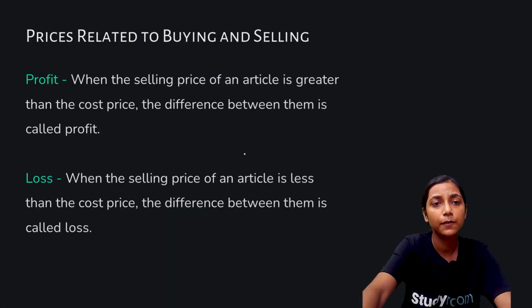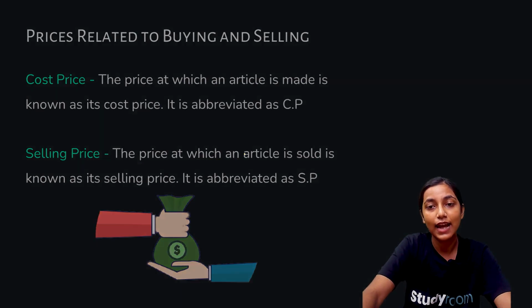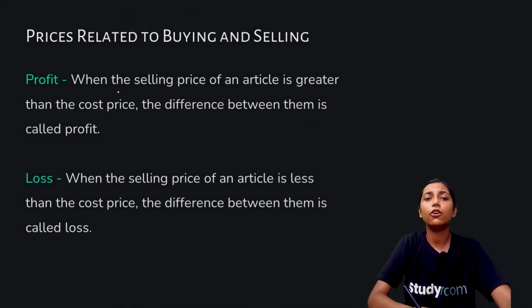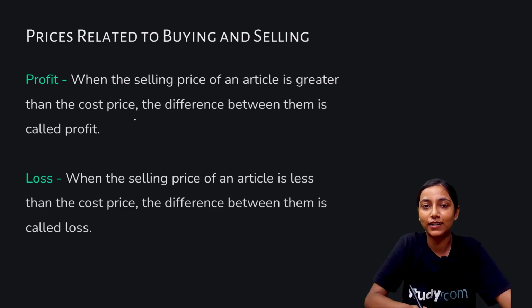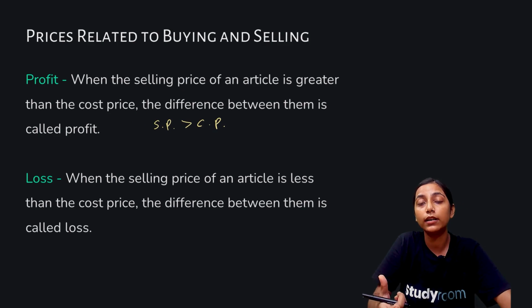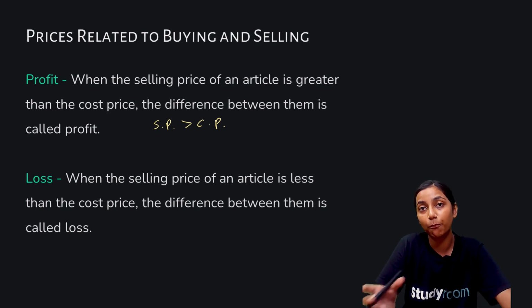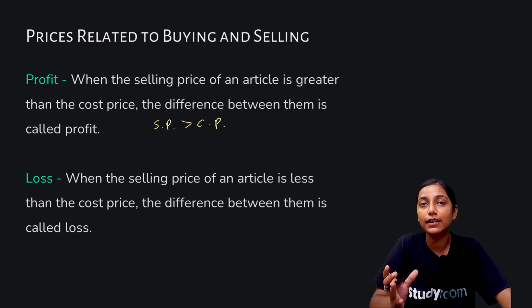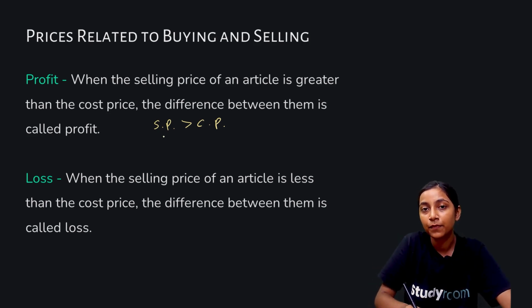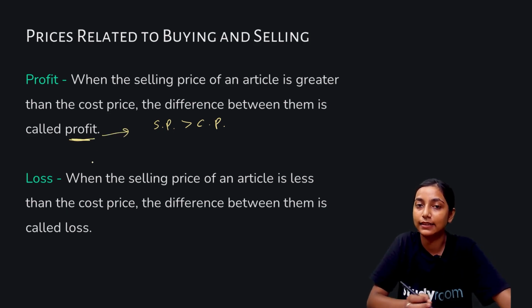Next we have the term profit. So next we have profit and loss. So first of all, what is profit? When the selling price of an article is greater than the cost price, then the difference between them is called profit. So when SP is greater than CP, that is when the price at which we sell an article is greater than the price at which we have bought that same article, then we make a profit. This difference between SP and CP gives us the profit when SP, that is selling price, is greater than the cost price.